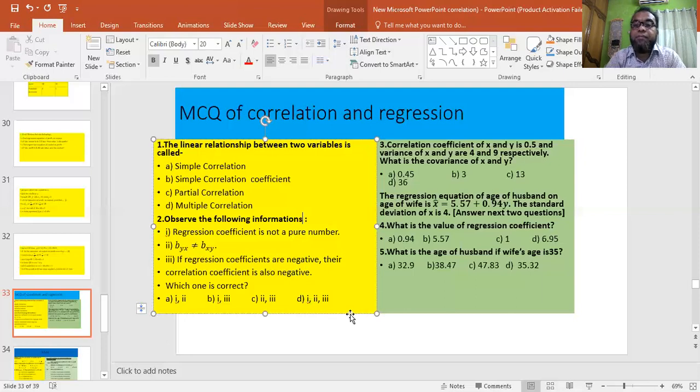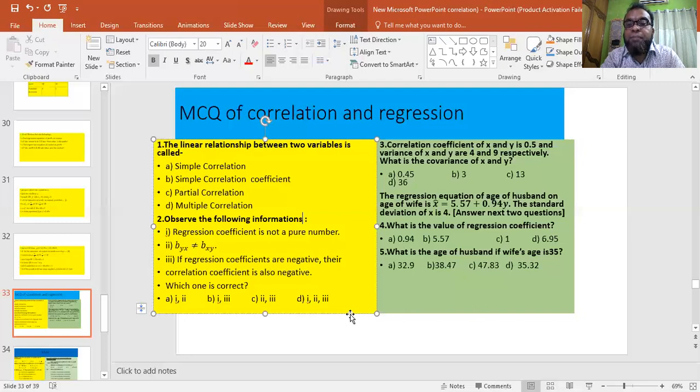Number 3. So in number 1, the answer is A. In number 2, the answer is D. Number 3: correlation coefficient of X and Y is 0.5, that is Rxy equal to 0.5. Variances of X and Y are 4 and 9.